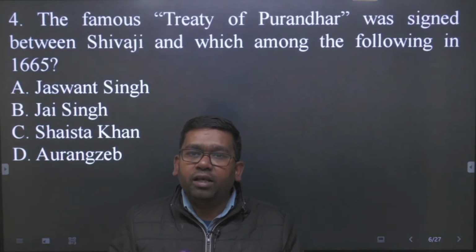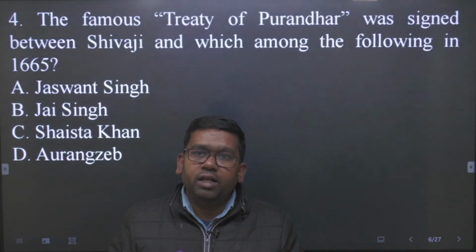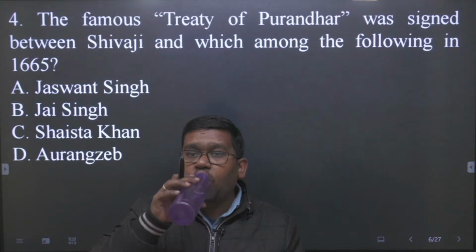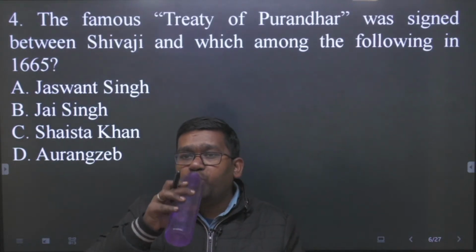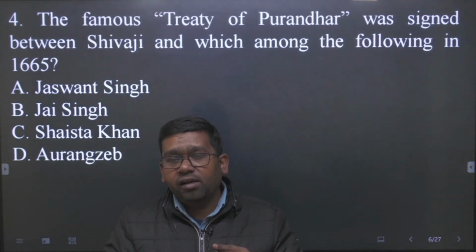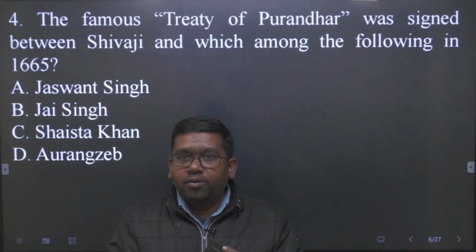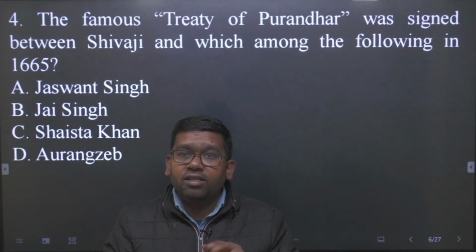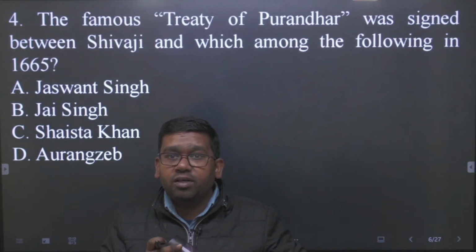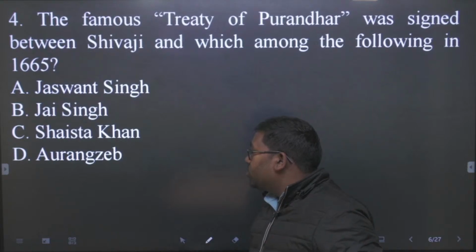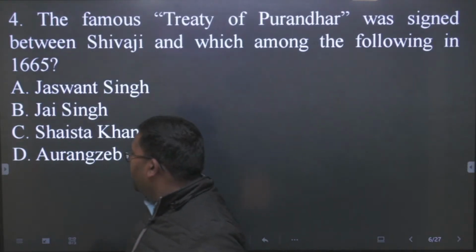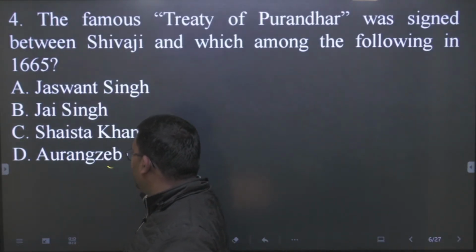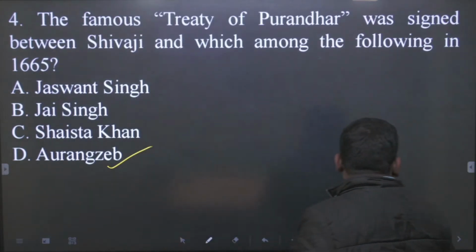So technically it was Jai Singh and Shivaji who were involved in the treaty, but Jai Singh had not signed. It is Aurangzeb, who is the ruler, who had signed the treaty. So the answer of this question technically will be Aurangzeb. Okay, Aurangzeb will be the answer of this question, D.